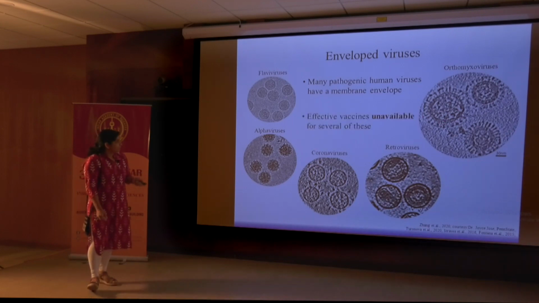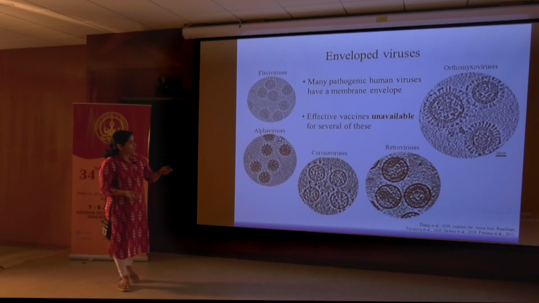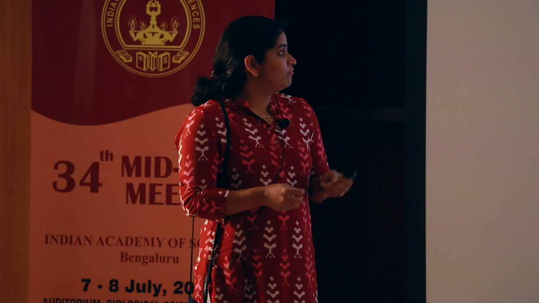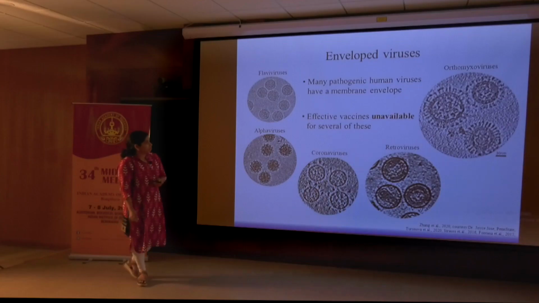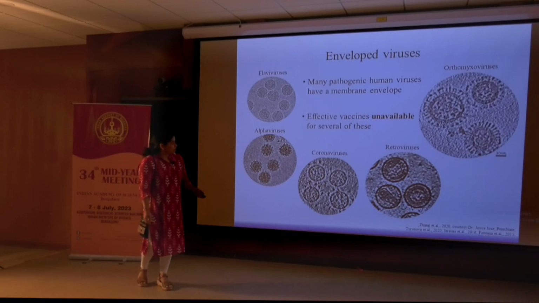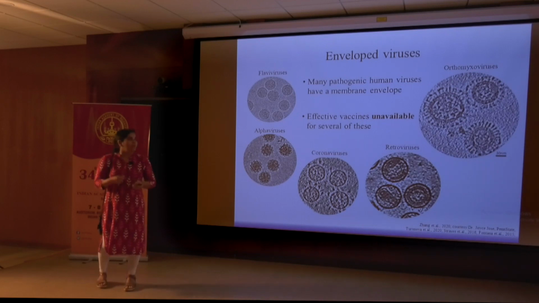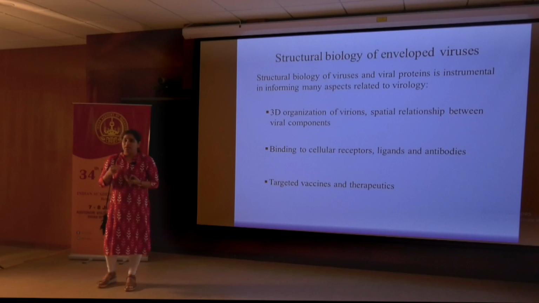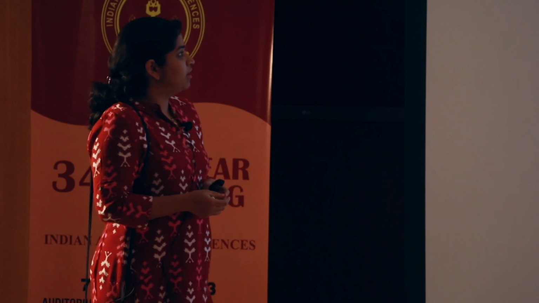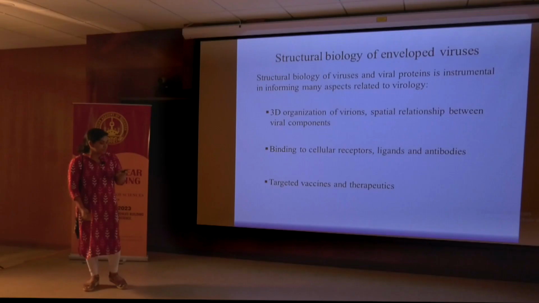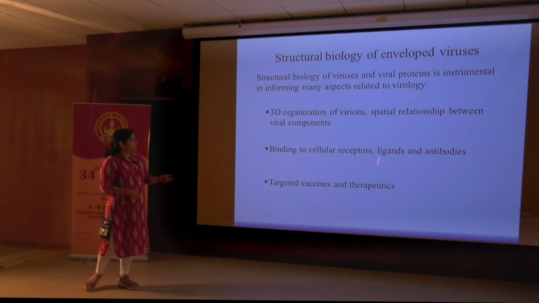Many of the ones I've shown here are human pathogens. For many of these, we don't really have effective vaccines, or we have vaccines, but they're not perfect. A large area of interest in trying to understand these viruses from a structural perspective, which is where my expertise lies, is to understand how these are organized. Because if we want to understand how to develop targeted therapeutics or targeted vaccines instead of the very conventional methods, we need to understand how these viruses are actually organized.